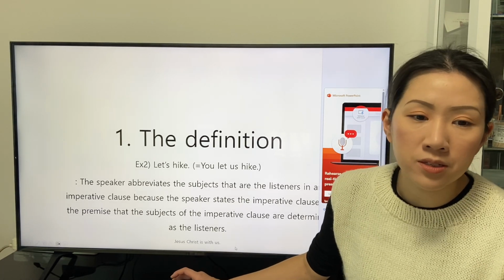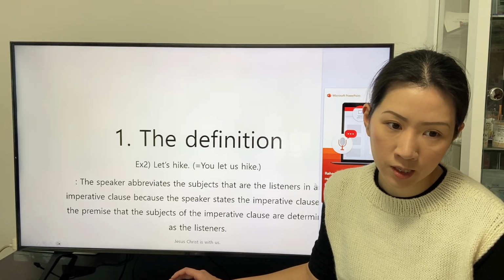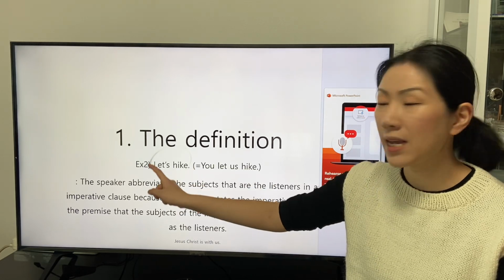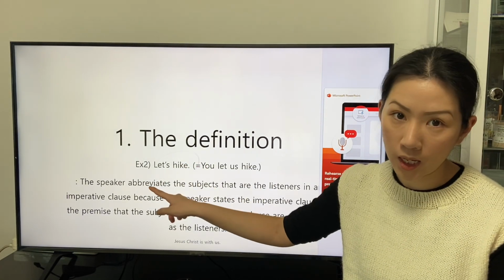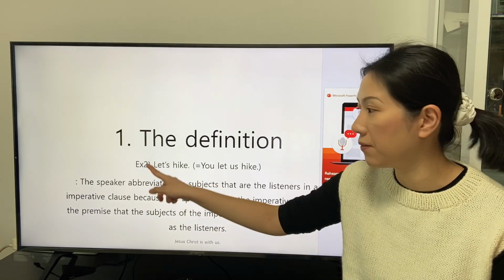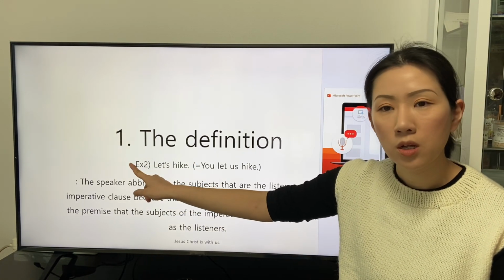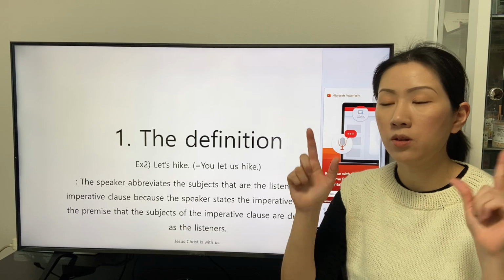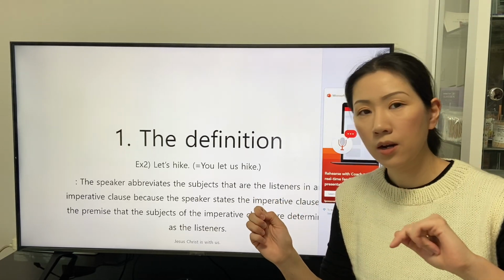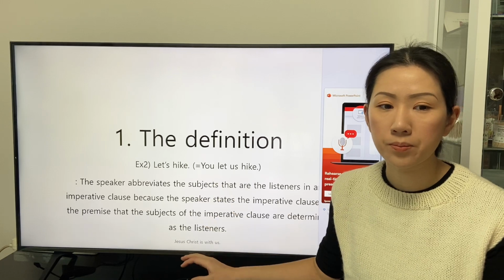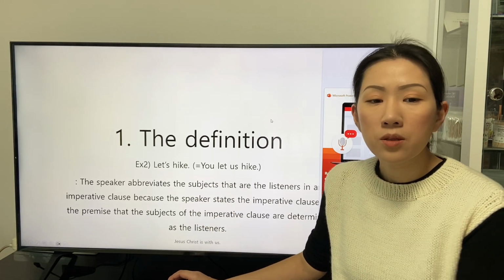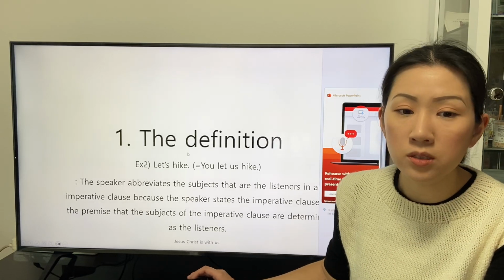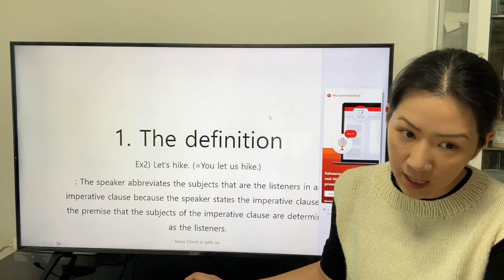The speaker abbreviates the subject, which is the listeners, in the imperative clause. This clause is stated in the imperative way, because the subject, who are known to be the listeners, was abbreviated. The speaker states the imperative clause on the premise that the subject of the imperative clause is determined as the listeners.